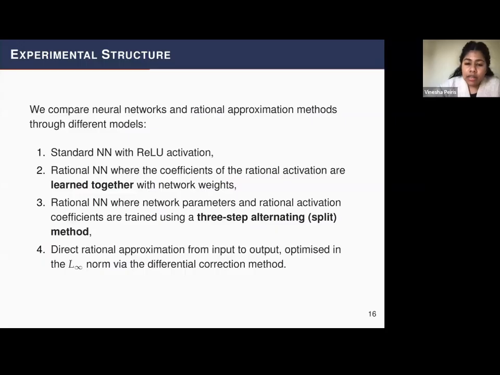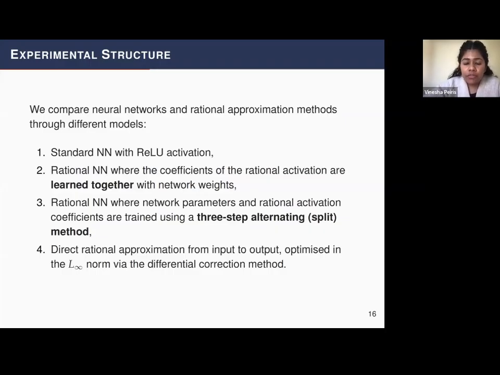And then we have another network. In this network, again, we have a rational activation function, but we use a different three-step alternating method, which we sometimes call the split method. So what happens here? You have three layers: the input layer, the hidden layer, and the output layer. So we have two sets of weights: one that goes from inputs to the hidden layer, and the other that goes from the hidden layer to the output layer. And we also have the coefficients of the rational activation function. They are also a set of parameters of the optimization problem.